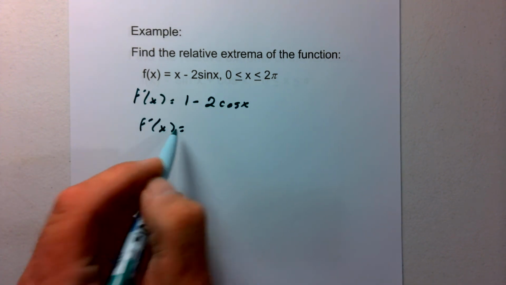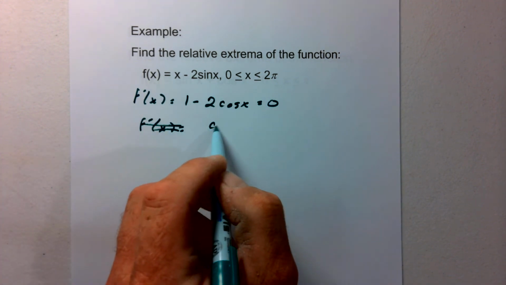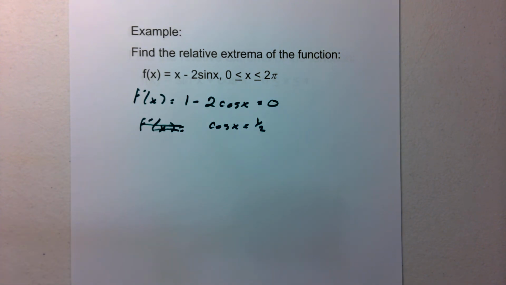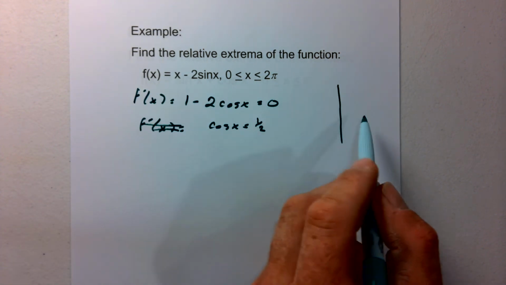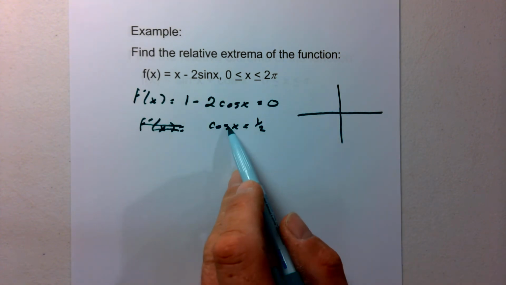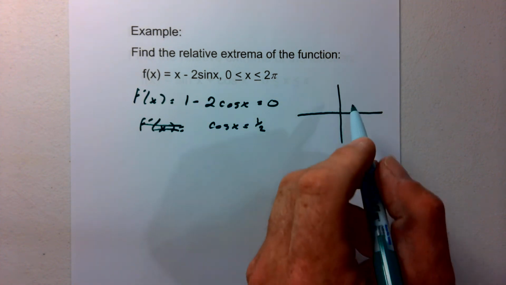So I can go ahead and set that equal to 0. I don't need to do that again. So I get the cosine of x equal to 1/2. My question is, where does the cosine of x equal 1/2? If you need to, draw in your unit circle. We know that cosine is the x value, and the sine is the y value.